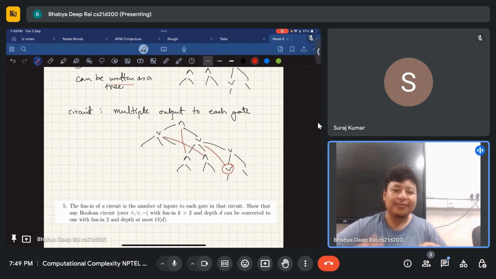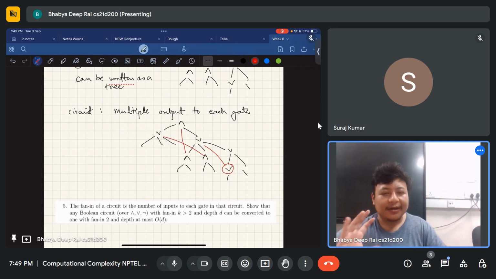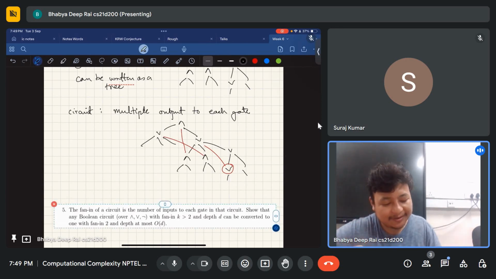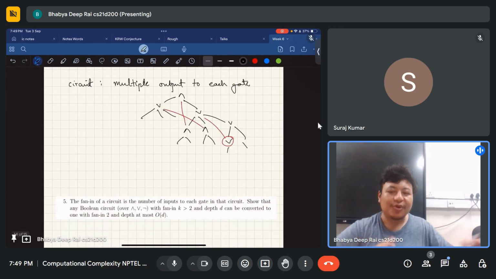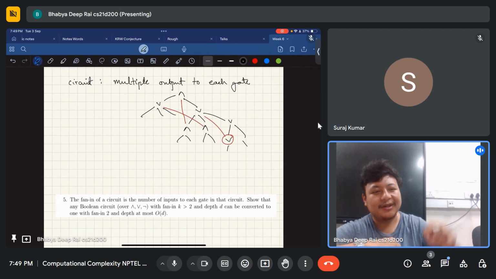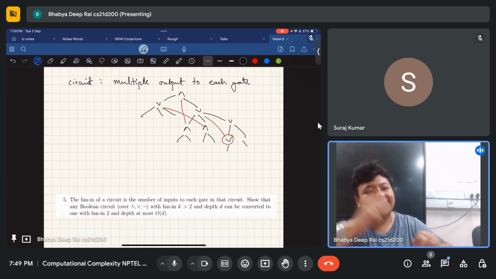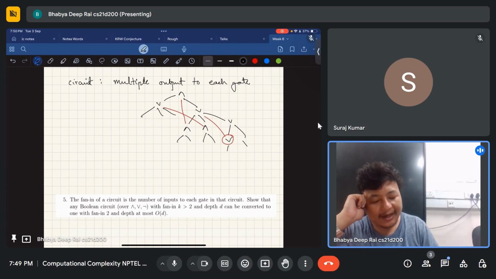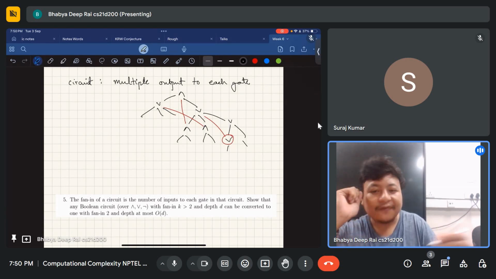So circuits are seemingly more powerful than formulas. Much more. Actually, circuits are definitely more powerful than formulas in computation, because you are allowed to take these wires several times and so on. Multiple outputs from each gate, so it forms a graph instead of a tree.